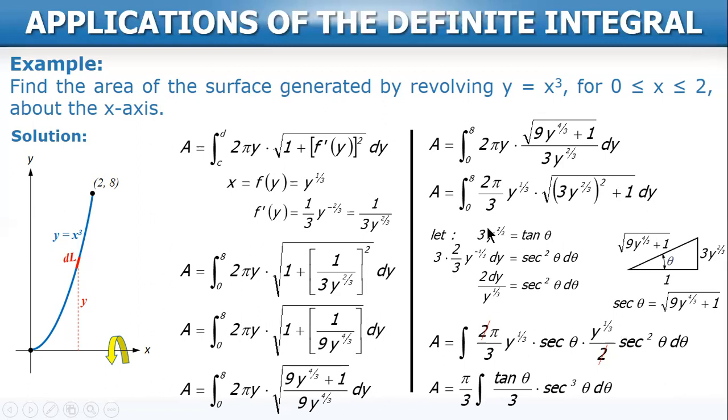Okay? And y raised to 2/3 is tangent theta over 3. So we have this tangent theta over 3. Secant and secant squared is secant cube theta. And then combine 3 sa pi over 3. This becomes pi over 9.